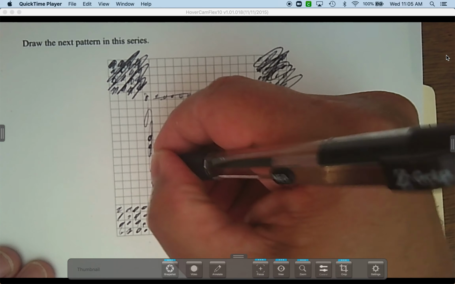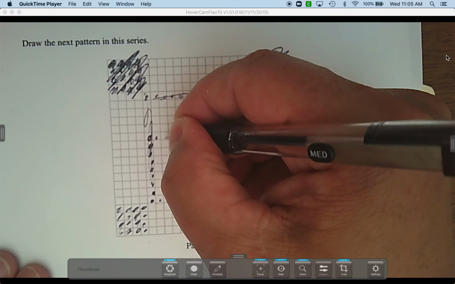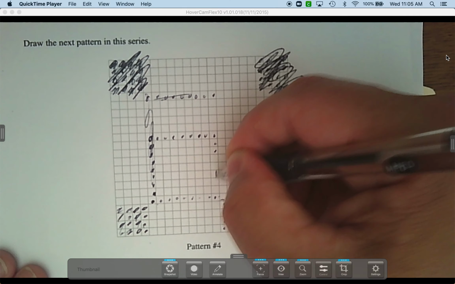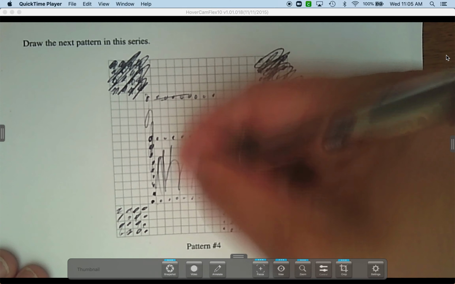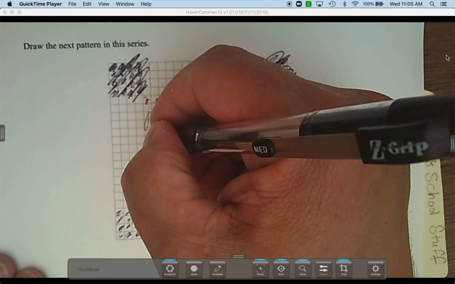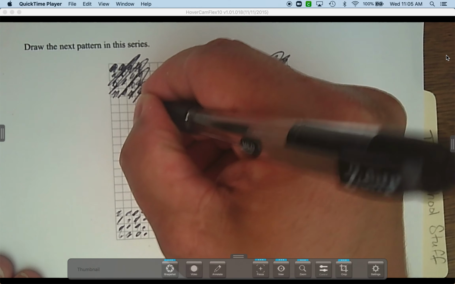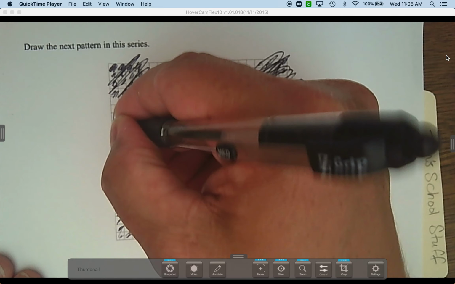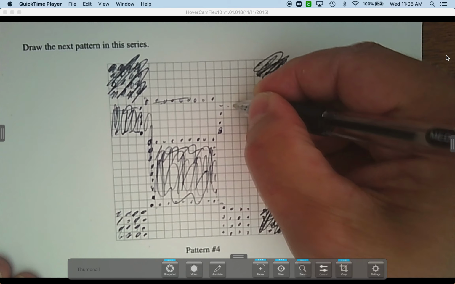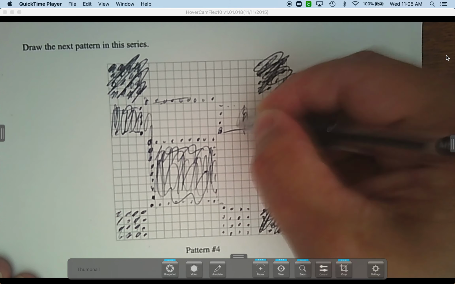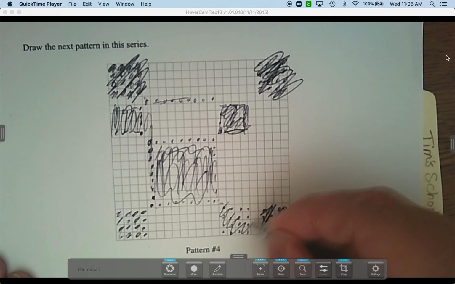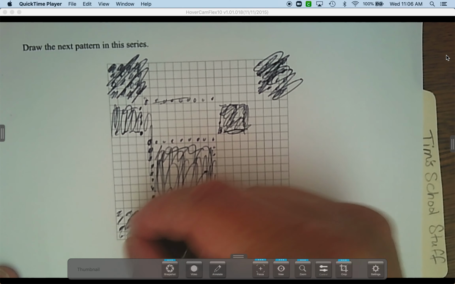1, 2, 3, 4, 5, 6, 7, 8, 9. 1, 2, 3, 4, 5, 6, 7, 8, 9. And now I have like what I'm shading in the middle, 9 by 9. And then I have my corner. 1, 2, 3, 4 by 4. And in this corner, 1, 2, 3, 4 by 4. Gee willikers, that's all I got to say.